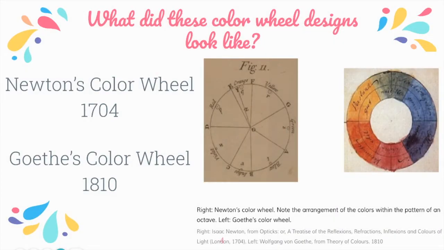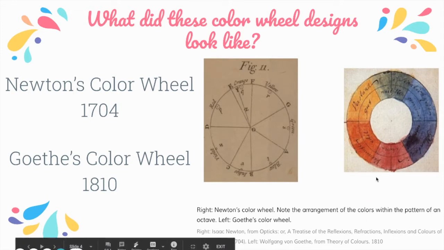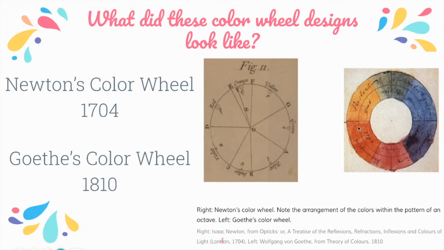So what did some of these color wheel designs look like? Newton's color wheel was created in 1704, and it looks like this one on the right. It kind of looks like a donut that has some markings on it, like the names of the colors, and it's broken down into cross complements. So red across from green, yellow across from purple, blue across from orange.